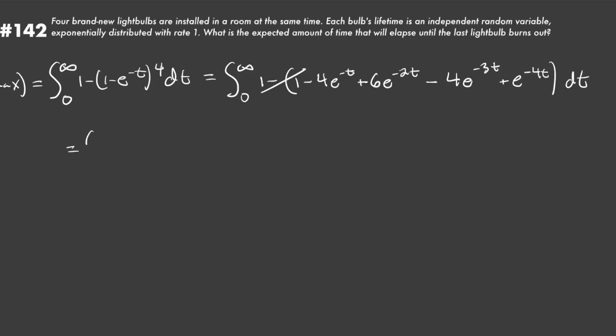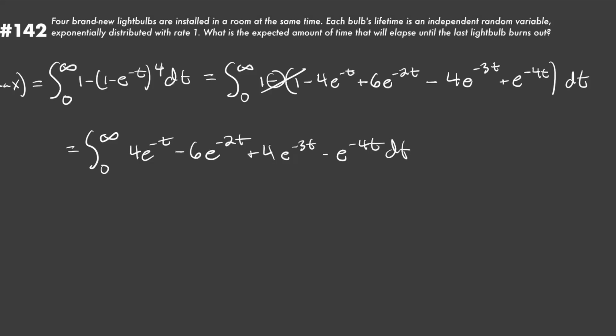We're going to be left with the integral from 0 to infinity. When we apply this negative sign to all these terms, we're going to have 4e to the power of negative t. We're going to have negative 6e to the power of negative 2t. We're going to have plus 4e to the power of negative 3t, and we're going to have minus e to the power of negative 4t dt. For this integral right here, we're going to have negative 4e to the power of negative t evaluated from infinity to 0. That's just going to be 4.